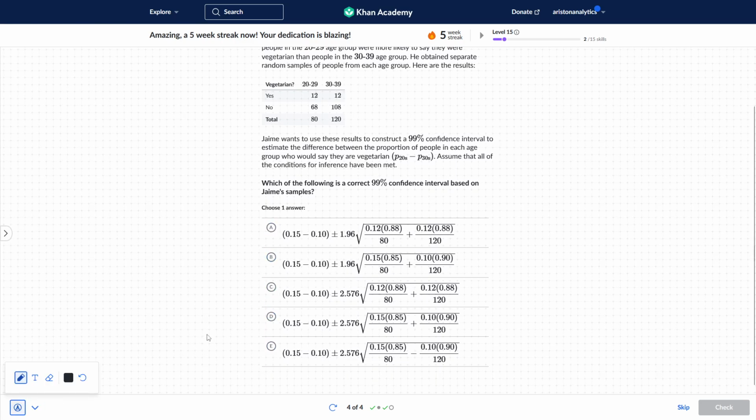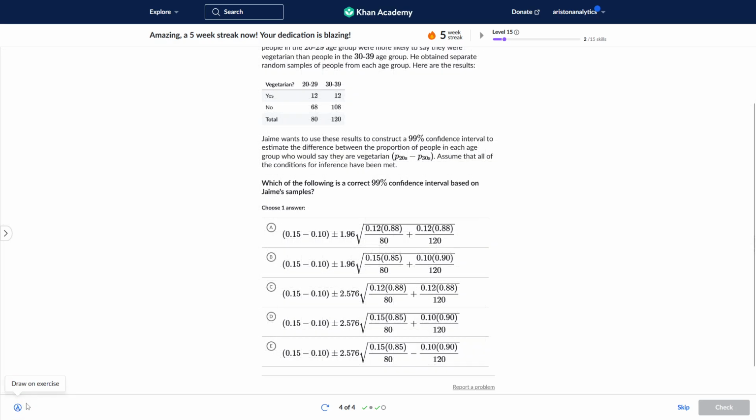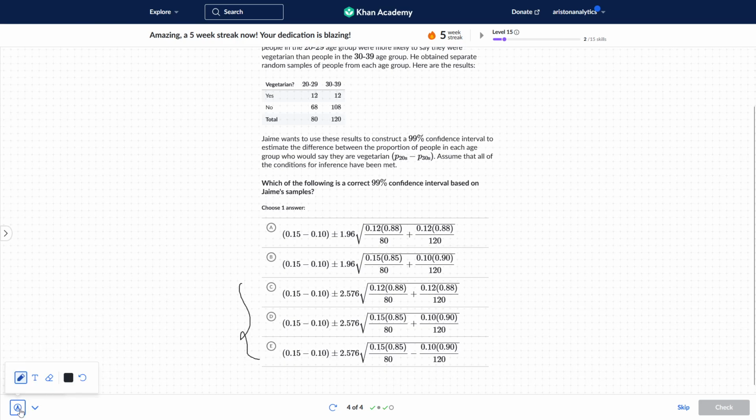It's one of these ones. I remember the critical C value a while ago. Okay. It is D. Yeah, it's plus, not minus.